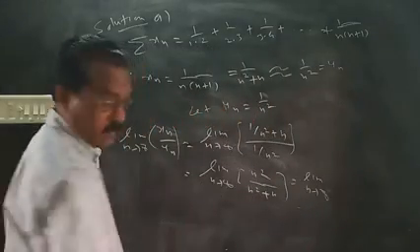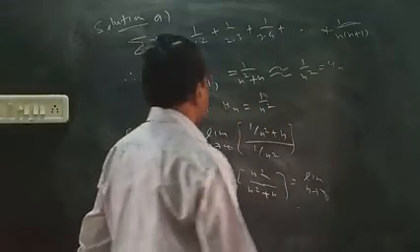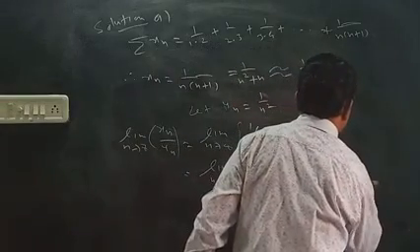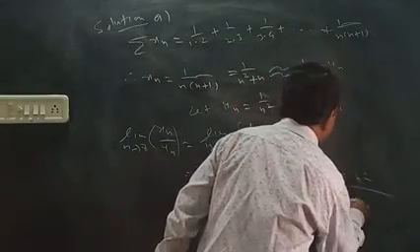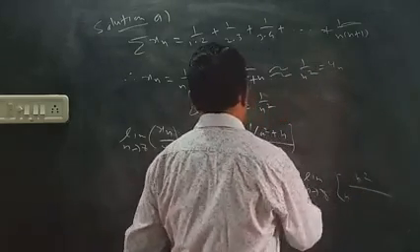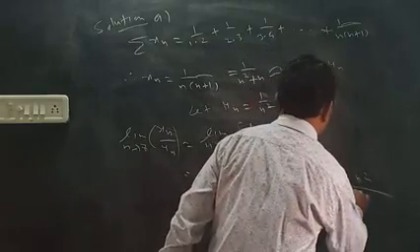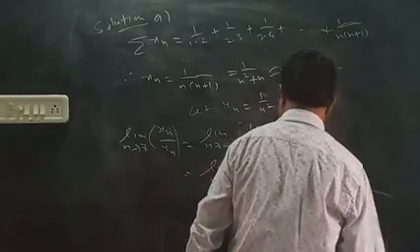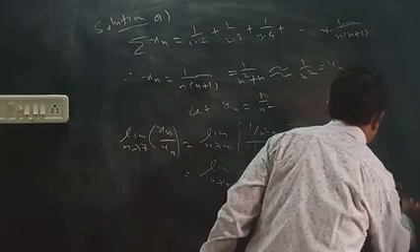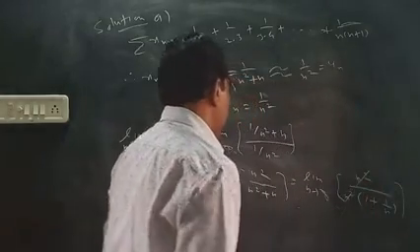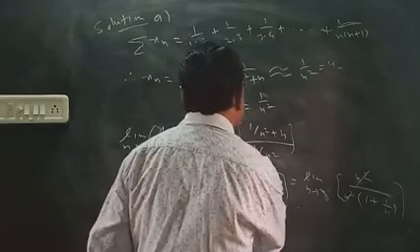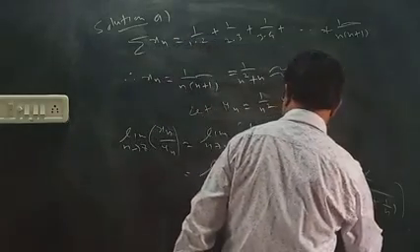Stay here. So n square common. So this upon this we can take in the numerator. So n square common, 1 plus 1 by n. Square common taken, so 1 by n.